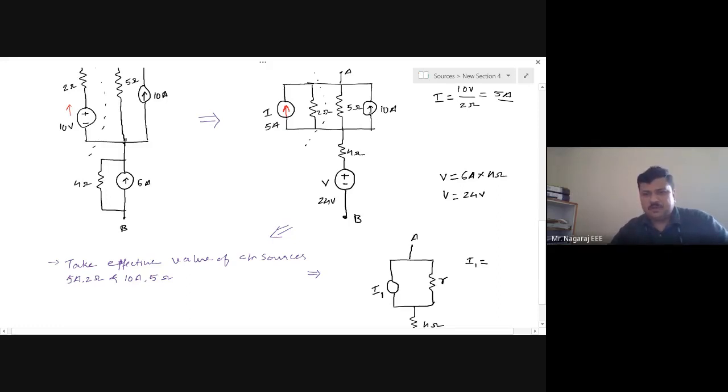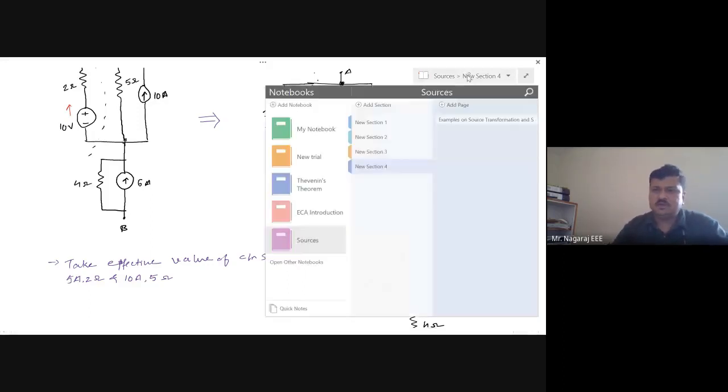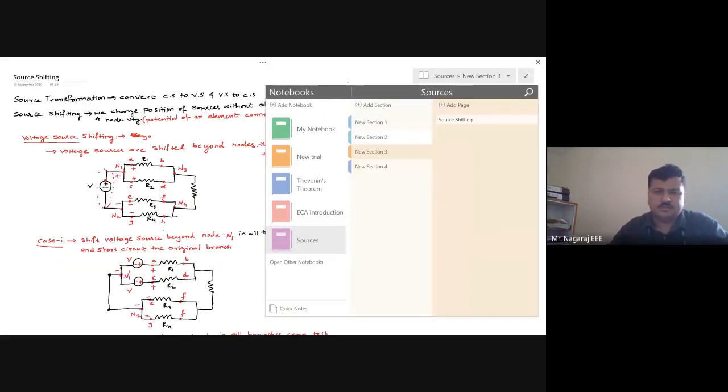Now addition will be there when both the directions are in the same way or along the same direction, and subtraction if the currents are opposite. Now observe, 5 amperes is also flowing upward, 10 amperes is also flowing upward. So it means that at node A, current 5 amperes is meeting, current 10 amperes is also meeting. So what is the total current effective value of these two currents? It is 5 plus 10 amps.